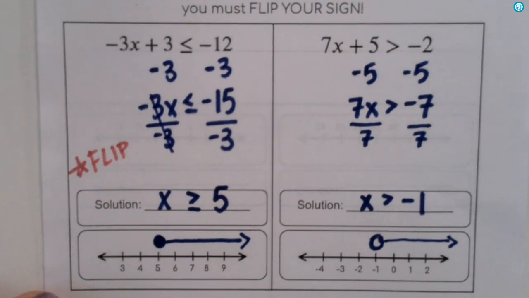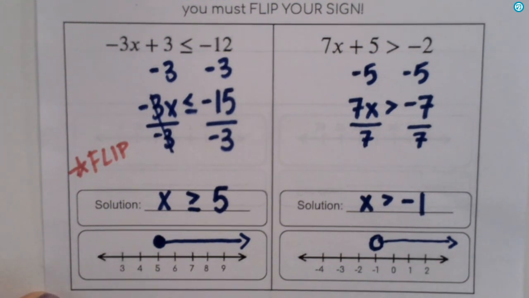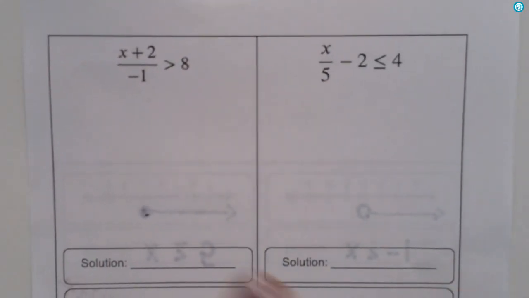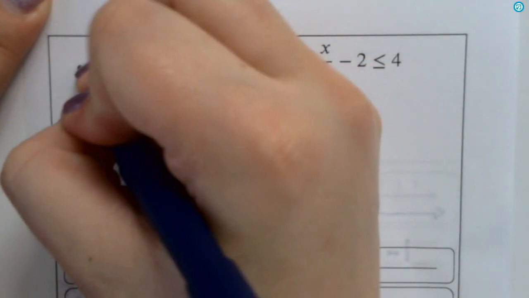Okay, flip it over. We got 2 more on the back. I wanted to have one example of each of these different types of fractions that we dealt with yesterday. So x plus 2 all over negative 1. The first thing that we're going to do is get rid of that dividing by negative 1. We do that by multiplying by negative 1.